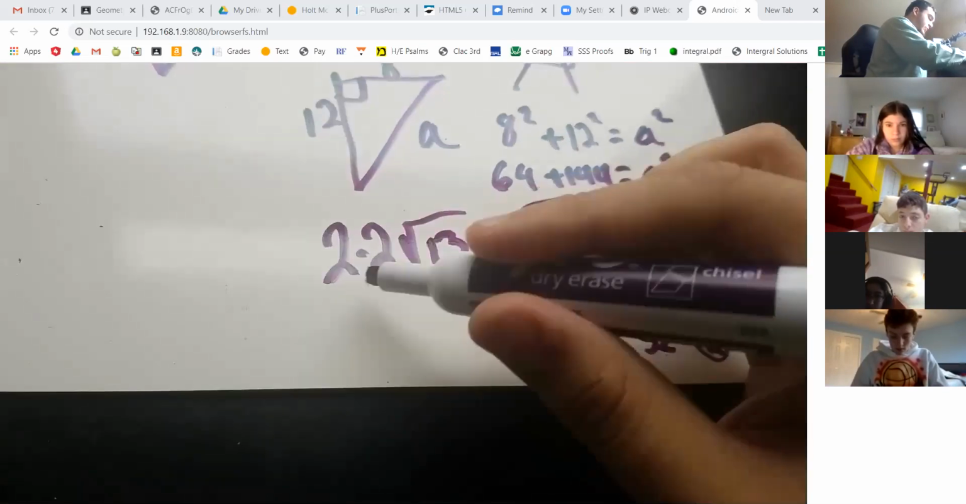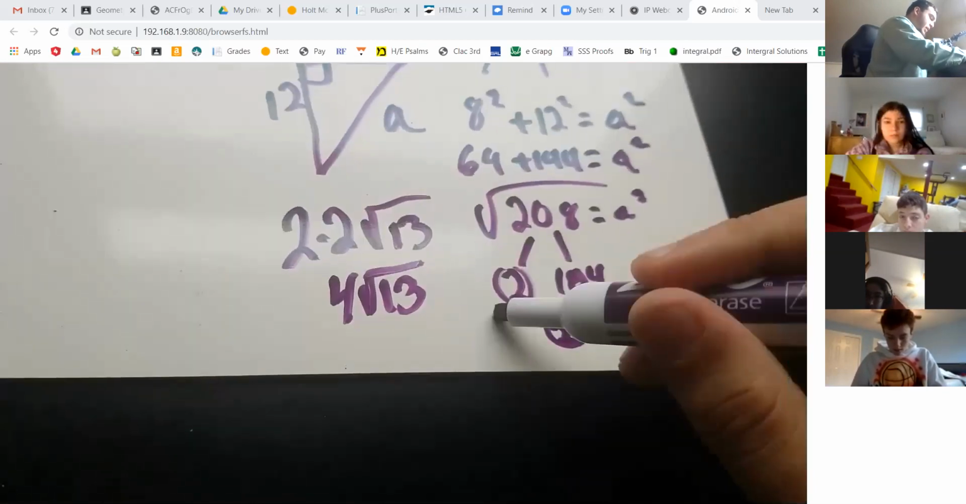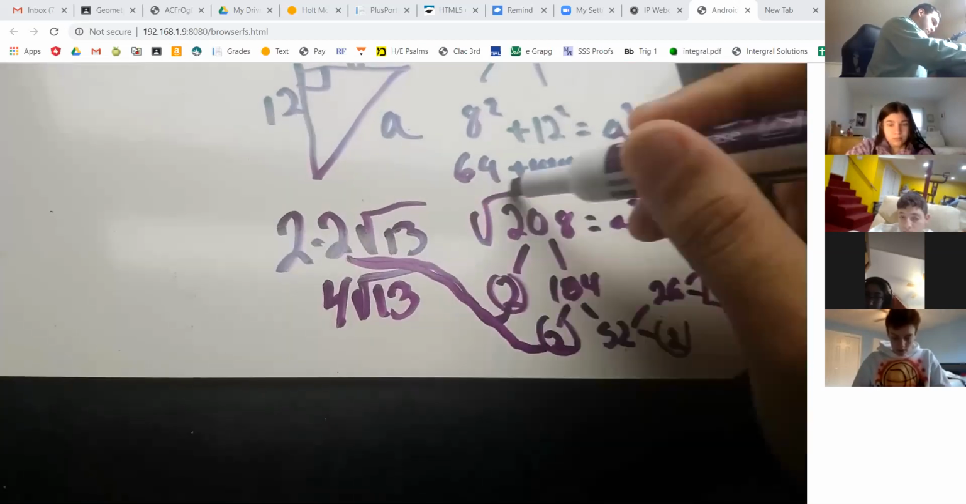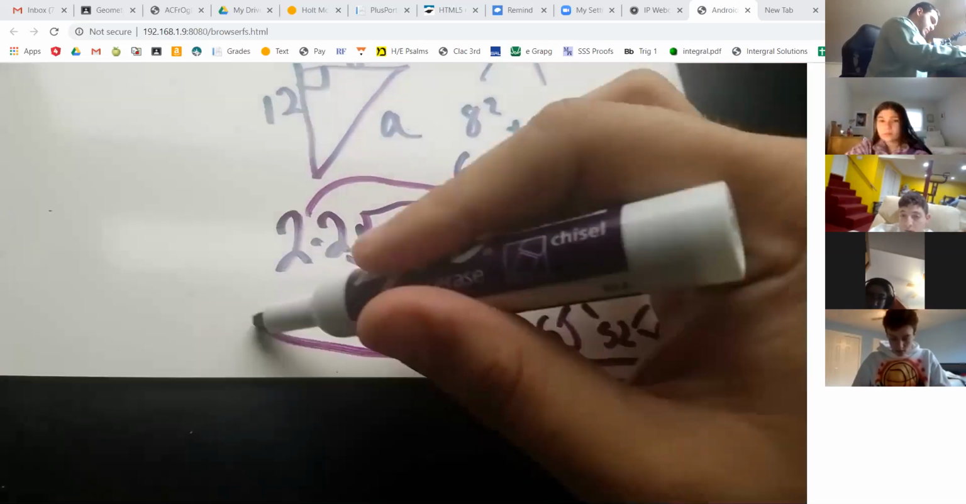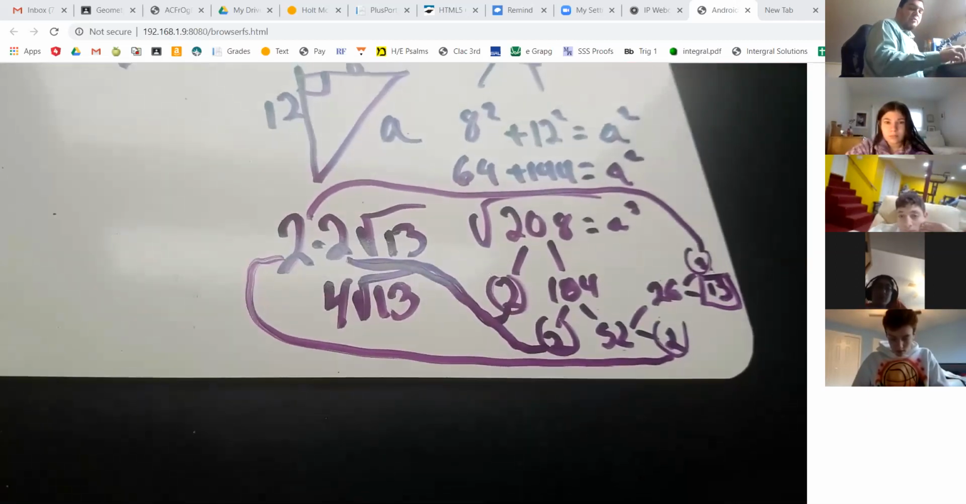So 2 times 2 is 4 root 13. Remember, when you have a pair, it represents only one 2. And the second pair only represents the other 2. Okay? So it's not 2 times 2 times 2 times 2. It's only 2 times 2.